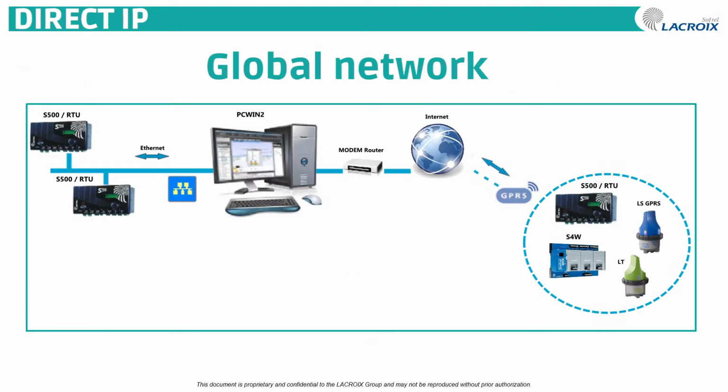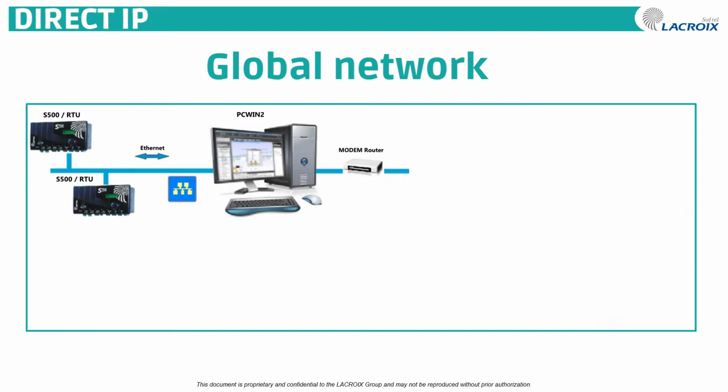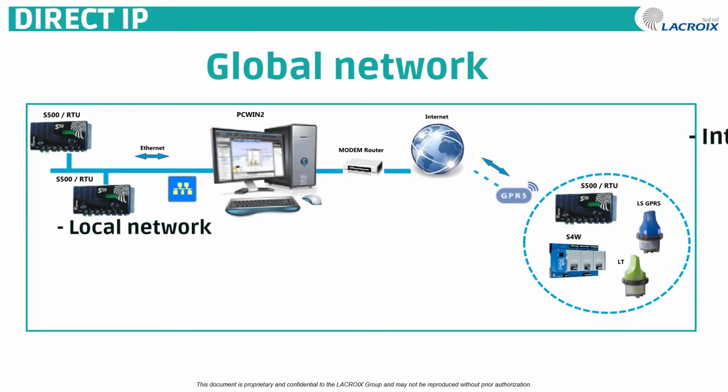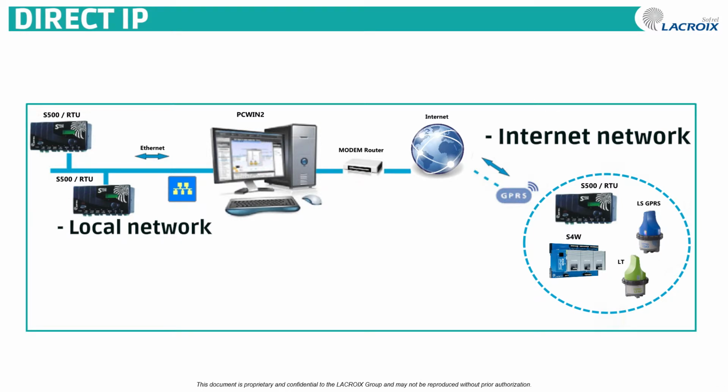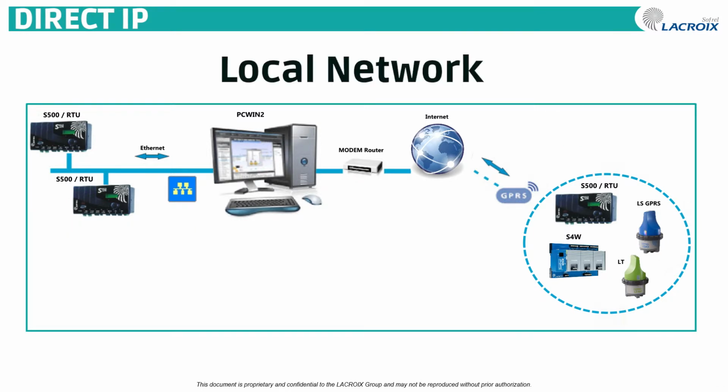Now let's talk about the direct IP solution. The direct IP solution is made for two different IP communications: the local network communication and the internet communication. Let's describe what is the local network communication. It means that you only want to communicate with RTUs directly on your network, without using internet at all. This network will be defined by a local IP address range.